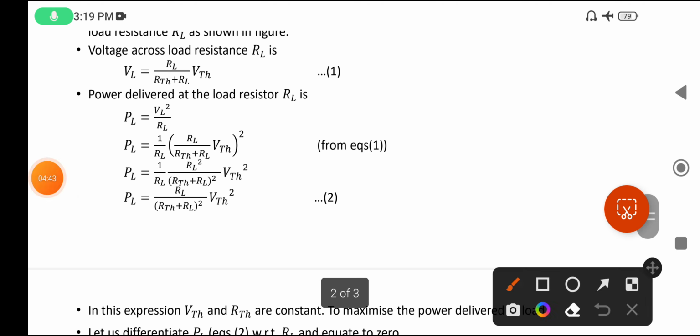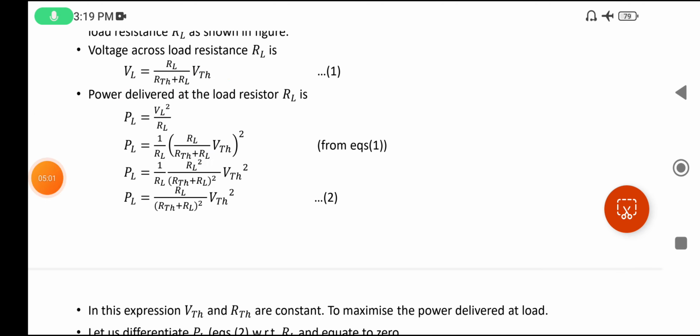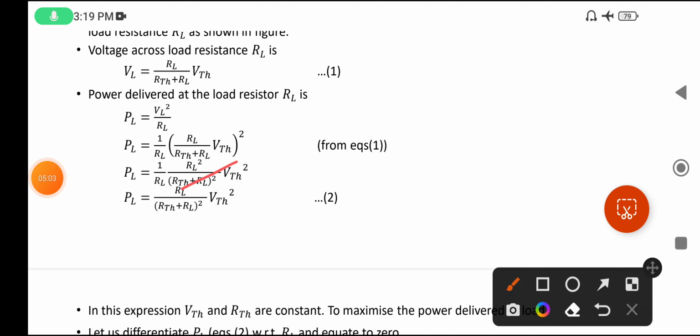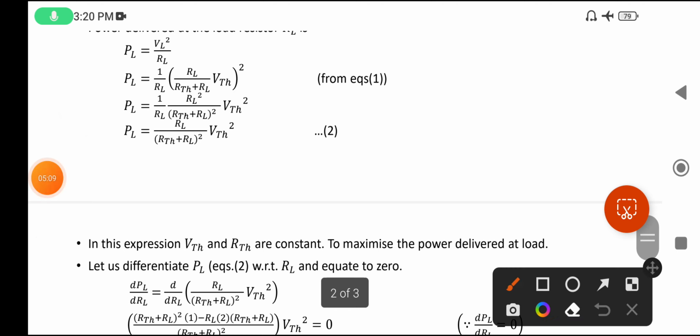From equation 1 we already have VL, so take that value and substitute it in place of VL square. Now write the square individually: V square RL square by RL plus R Thevenin whole square, divided by RL. So here RL square, one RL cancels and one RL remains. Now it is the formula, let it be equation 2.